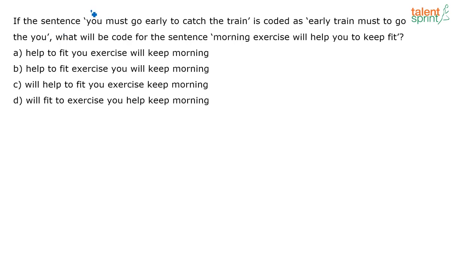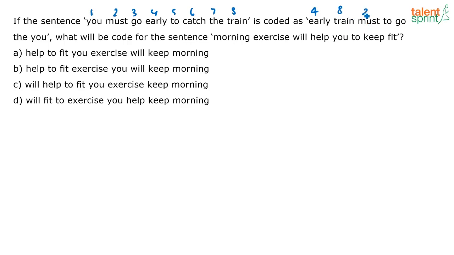So I am just numbering these. You is 1 here, then you have 2, 3, 4, 5, 6, 7, 8. Now in what order have these words appeared here? First, which word has come? Early. Early was in the 4th position earlier, correct? Then you have train. Train was in the 8th position. Then you have must.